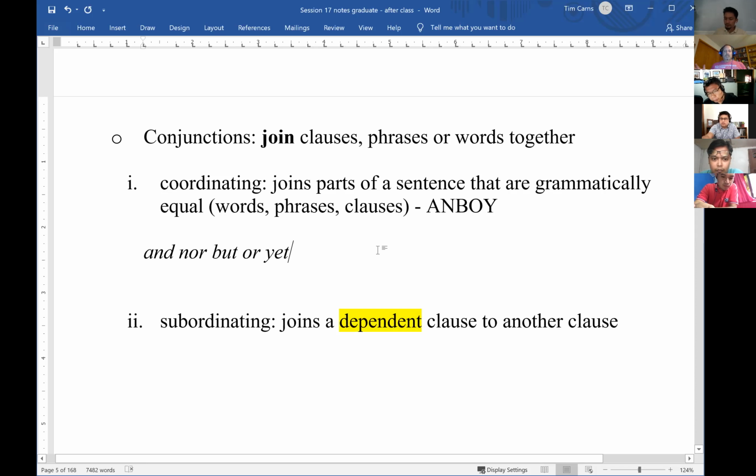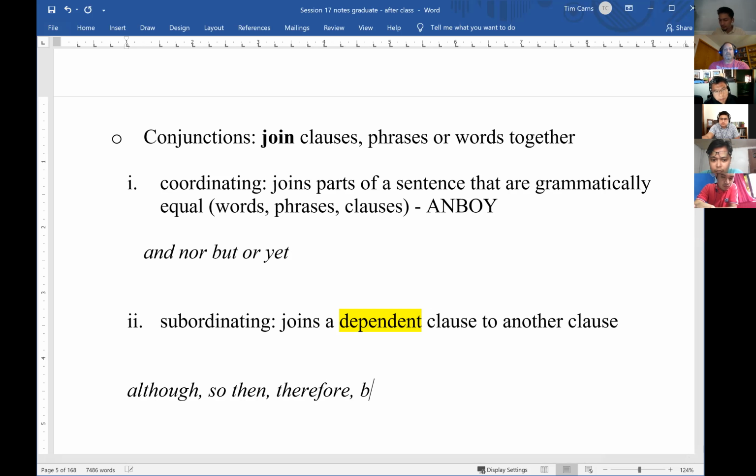That's why we've been focusing so much time, and there's a lot of subordinating conjunctions: although, so then, therefore, because, for, so, in order that, for this reason.